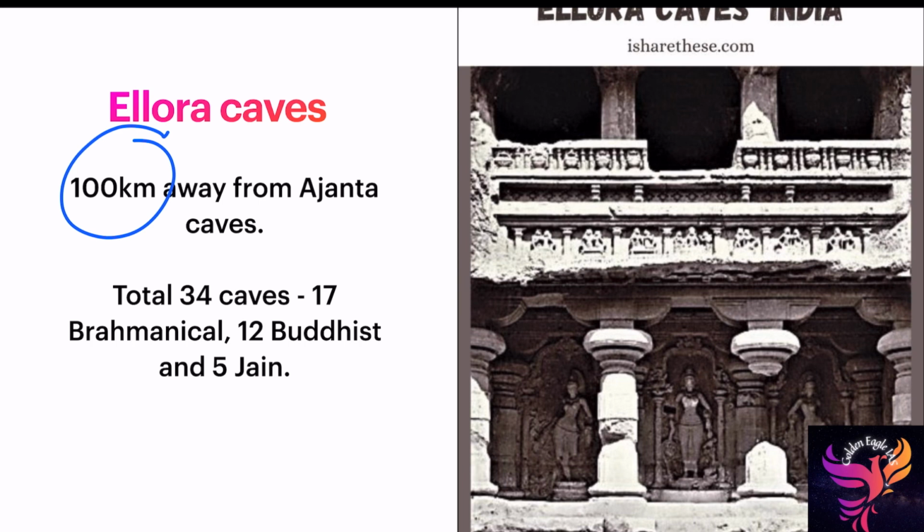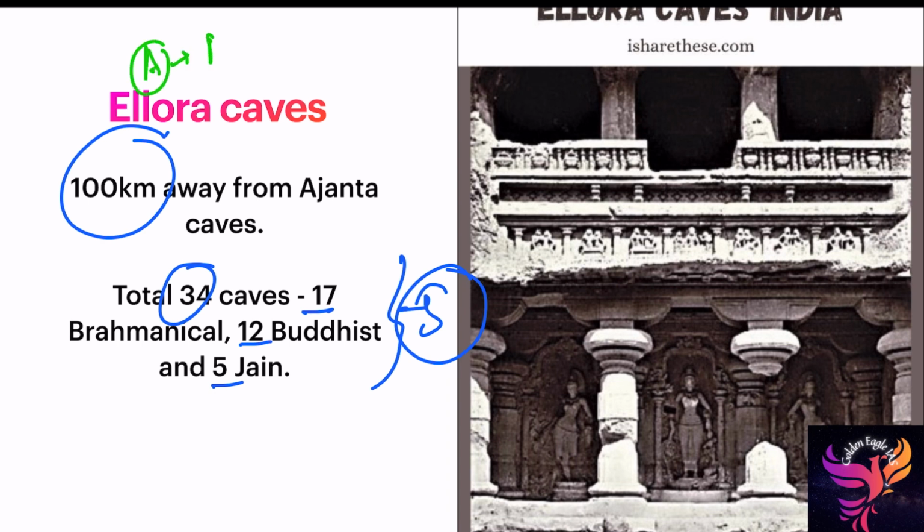Total 34 caves. Out of 34 caves, 7 were Brahmanical, 12 were Buddhist, 5 were Jain. So you can say it is a secular cave structure, right? Because if you take Ajanta, they are predominantly Buddhist. Predominantly Buddhist means they are not entirely Buddhist. Some Indra images, some Brahmanical images were there, but 99.99% they are Buddhist caves, not a secular cave. But if you take Ellora, they are secular caves. They have Buddhism, Jainism and Hinduism also.